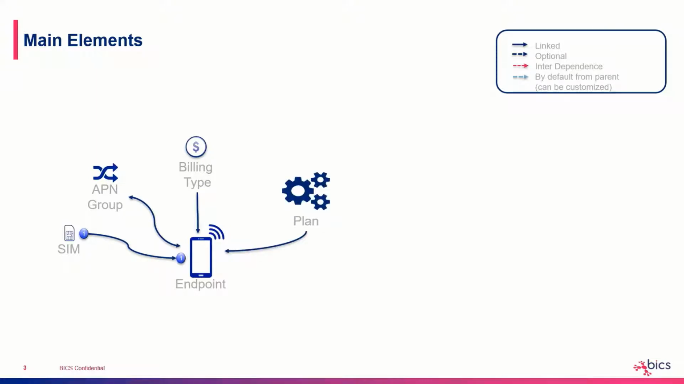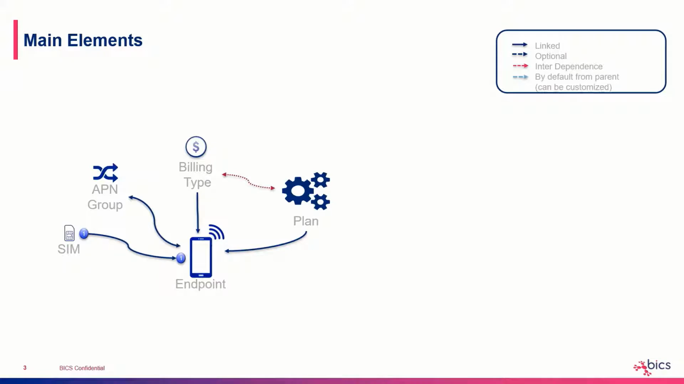Each endpoint will have an associated plan. You can create as many plans as you want and link the same plan to several endpoints, which will ease your life if you need to customize it. The plan depends on the billing type. You will have to create one plan for postpaid and another plan for prepaid.